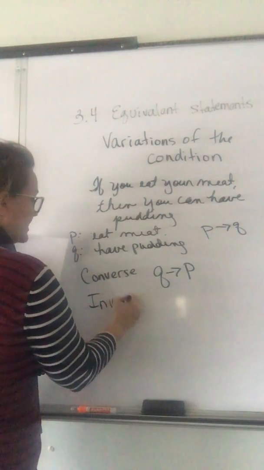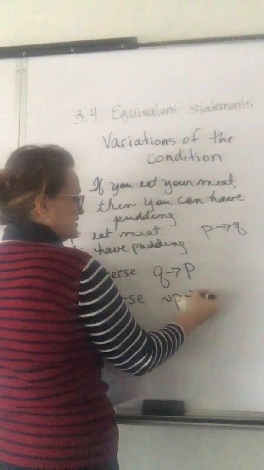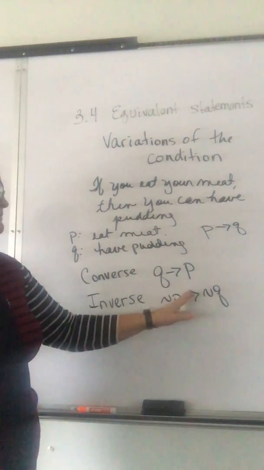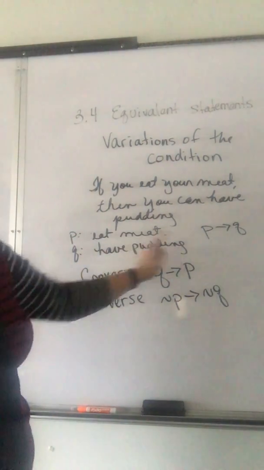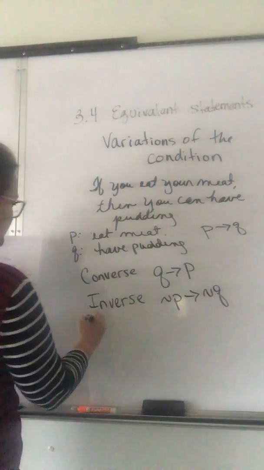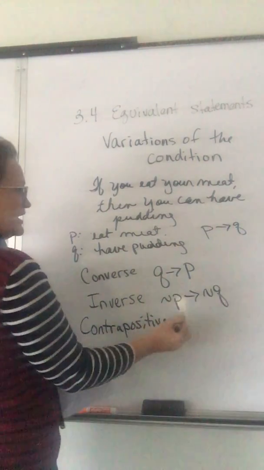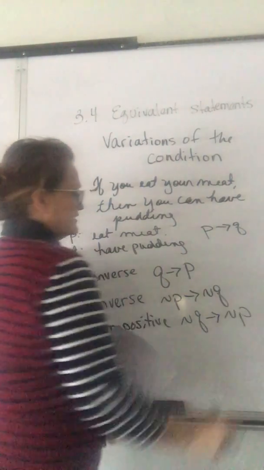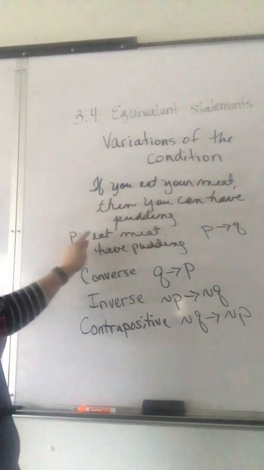Inverse will negate each side, but keep the order. If P then Q, so keep the order, but negate: not P then not Q. So negating each part with the conditional in the same order. So that would be, if you do not eat your meat, then you do not have pudding. Same order, but negating. And then contrapositive does both. Contrapositive negates and switches, so it would be not Q, then not P. So let's see, can we do that? Negating Q: if you do not have the pudding, then you did not eat the meat.